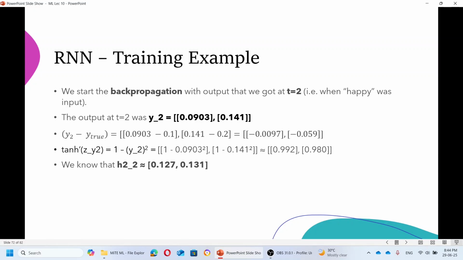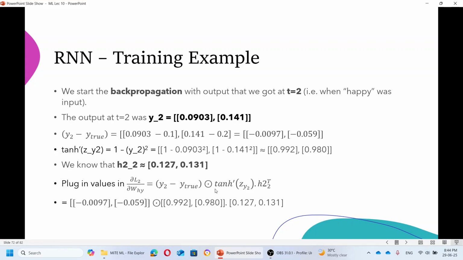Now we know that H2 is equal to 0.217, 0.131, which we have computed before. We just plug in the values in this one. So we already have this one, we already have this one, and we have to plug in the values. As you can see, this is Y2 minus Y2, which we have computed over here, and this tanh derivative, this also we have computed here, so we have put it over here, and this one we already had computed before, so this is here.